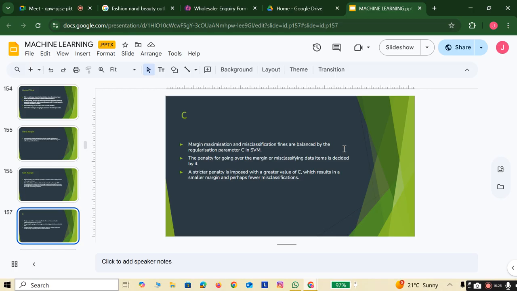See, these are parameters. A margin maximization and misclassification fines are balanced by the regularization parameter, C, in support vector machine.